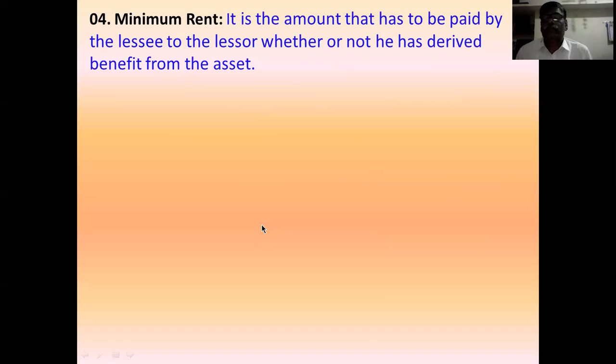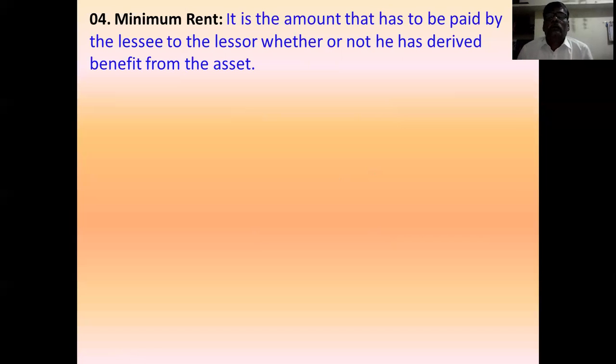What is minimum rent? Royalty is the consideration paid by the lessee to the lessor for the use of rights. That royalty is calculated on the basis of benefit derived by the lessee. Suppose the lessee does not take the benefit from the asset of the lessor, then there is no royalty to the lessor. In that case, there is a loss to the lessor.